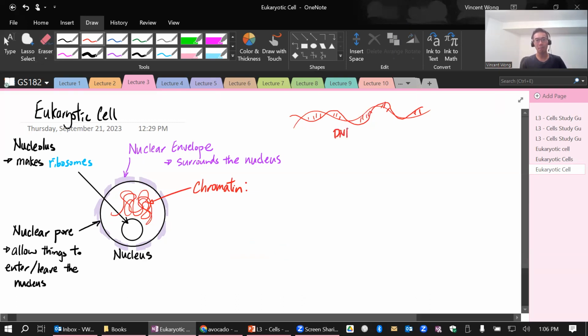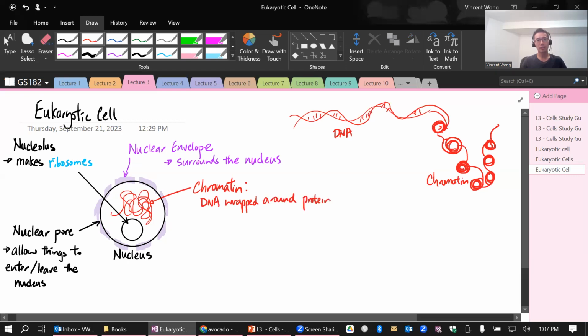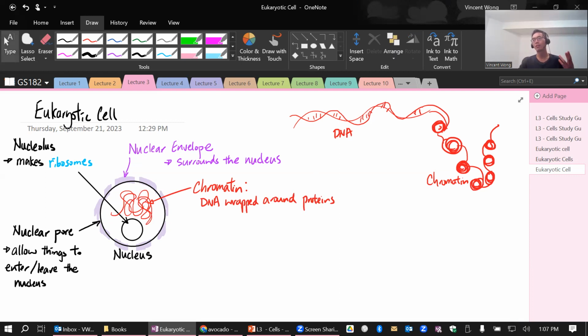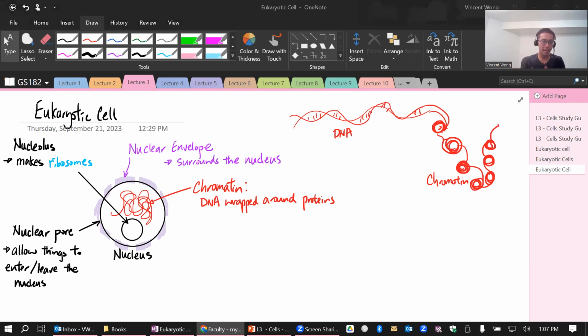We have the DNA, which then wrap themselves around proteins, okay? These circle balls, they are proteins, okay? Kind of like threads around spools, right? And we get our chromatin. So essentially, these are DNA wrapped around proteins, right? To package them nicely so that they are going to fit in the nucleus. They're not going to get tangled. They're not going to break.